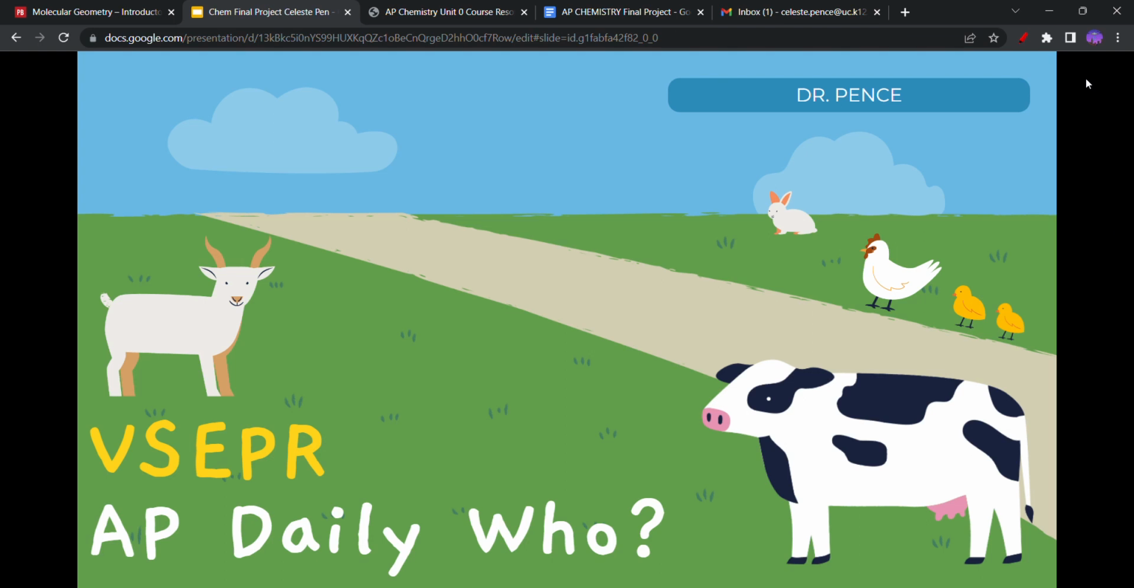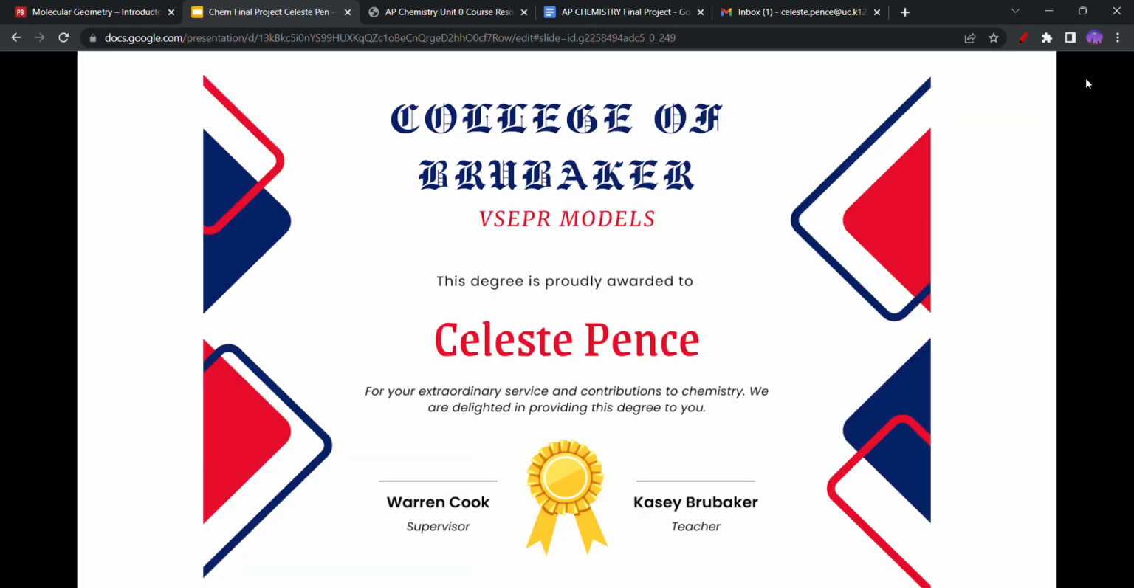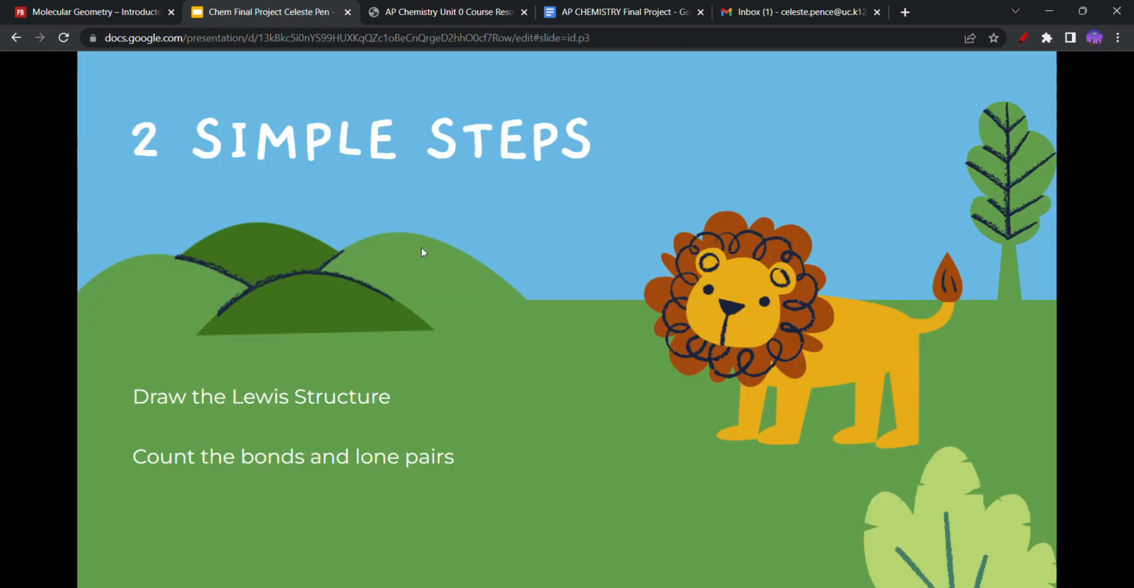Hey everyone, today we will be learning VSEPR models, or in other words, how to determine the shape of a molecule in real life. As always, I am a professional who has, you know, the qualifications to be teaching this. So, when you're determining the shape of a molecule in real life, there's two simple steps: first drawing the Lewis structure, and then counting the bonds and lone pairs.